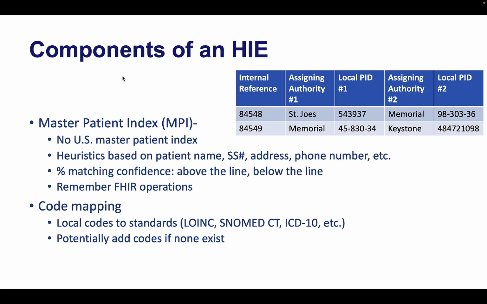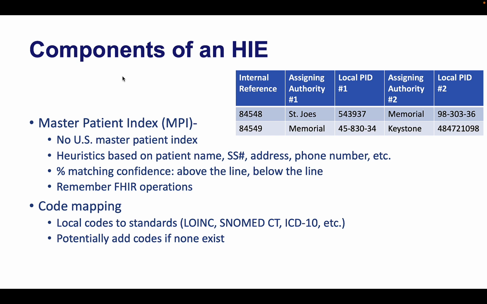So components, there are some things that you need to make an HIE work. It's not just a matter of storing data. The first is a master patient index. In the United States, as you are probably aware, we have no master patient index. There are other countries which do in fact have MPIs and are able to locate records throughout states or jurisdictions or countries, and they seem to work quite well.